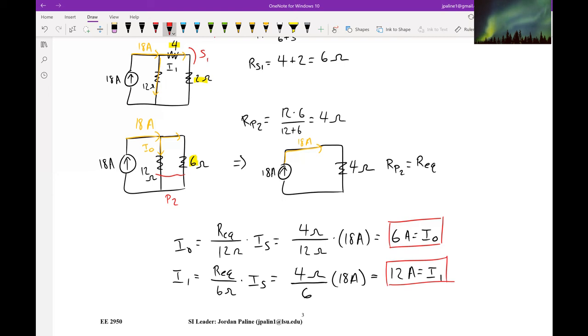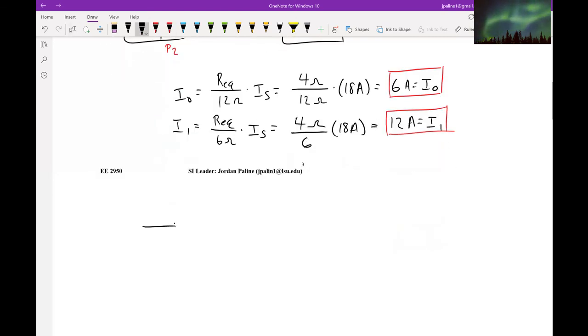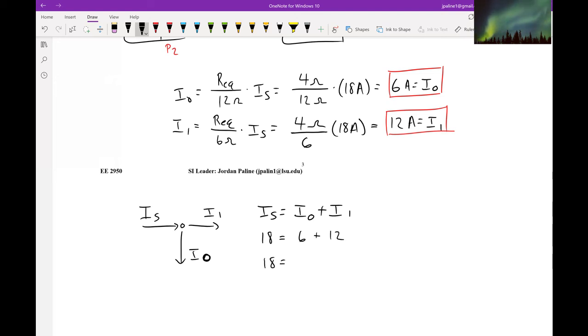Okay, and if we were to check that with KCL, I of 1, I of source, and that's I of 0. So it would be I of source is equal to I of 0 plus I of 1, which is 18 is equal to 6 plus 12. So 18 is equal to 18, and we are looking good.